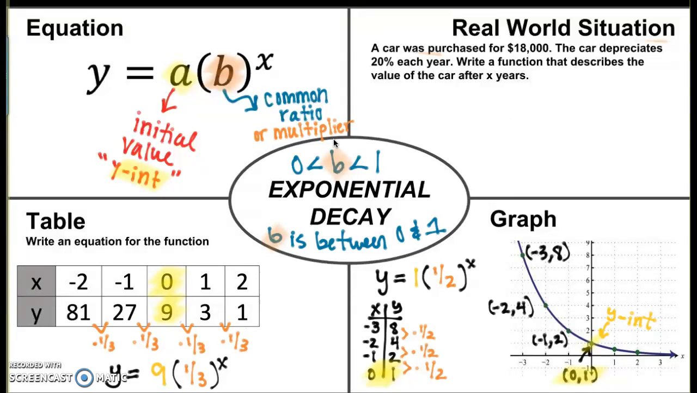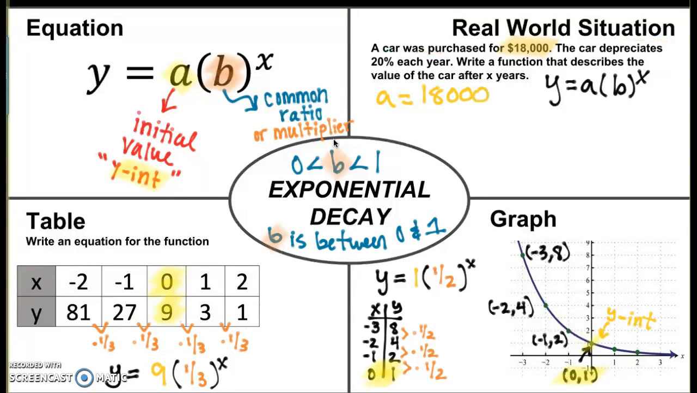So we want to use this information when we talk about the equation that we can write for our word problem, just like we did before, y equals a times b to the power of x. I know that in the problem, the value of a is going to be the initial amount. So as you read the problem, it says the car was purchased for $18,000. Well, that $18,000 is the initial amount. That's the starting value.